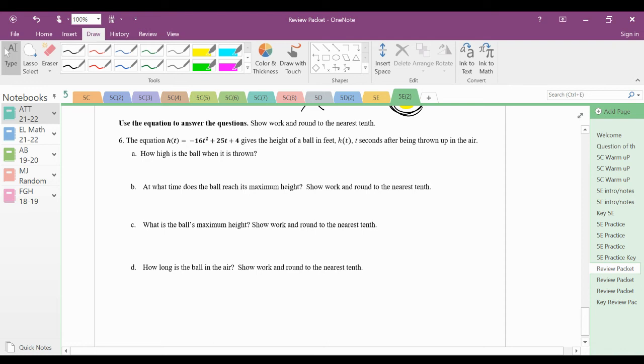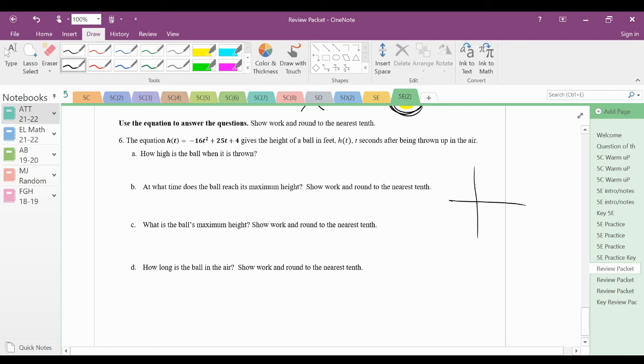So at this point, you might want to pause and try number 6 on your own and come back, but I'm going to take you through what number 6 looks like. So we've got an equation that models the height of a ball in feet, h of t, after t seconds from being thrown up into the air. So the first question is, how high is the ball when it's thrown?